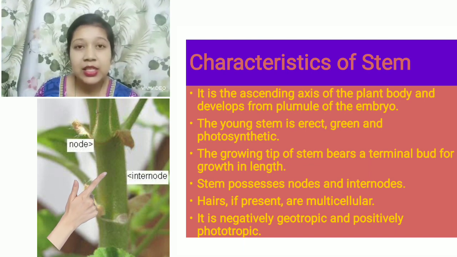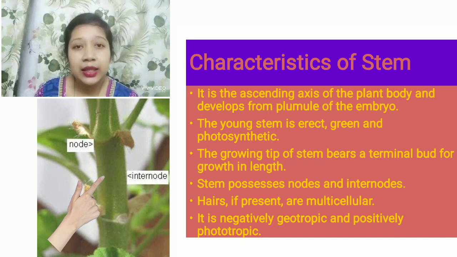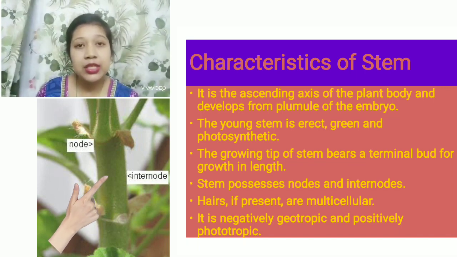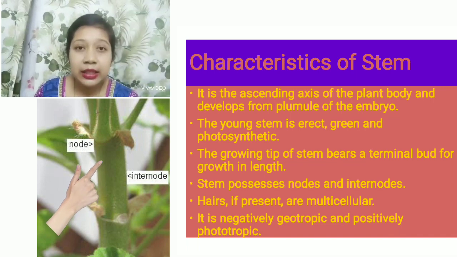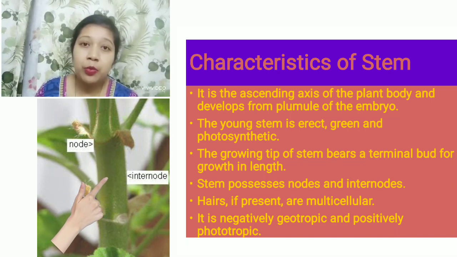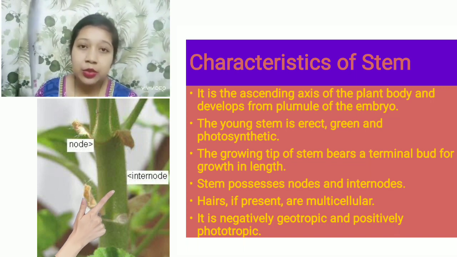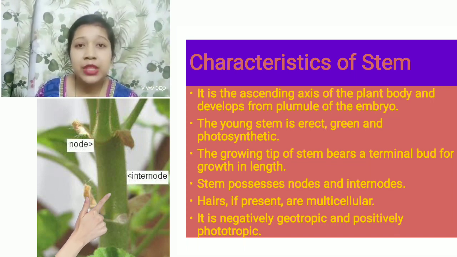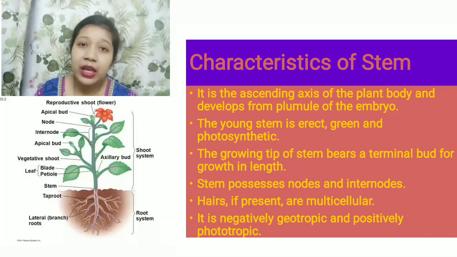So the condensed part is called the node, and the region from one node to the other node, as you can see in the diagram here, that whole portion is called the internode. So every stem will always bear such nodes and internodes, which is a very important characteristic of the stem.